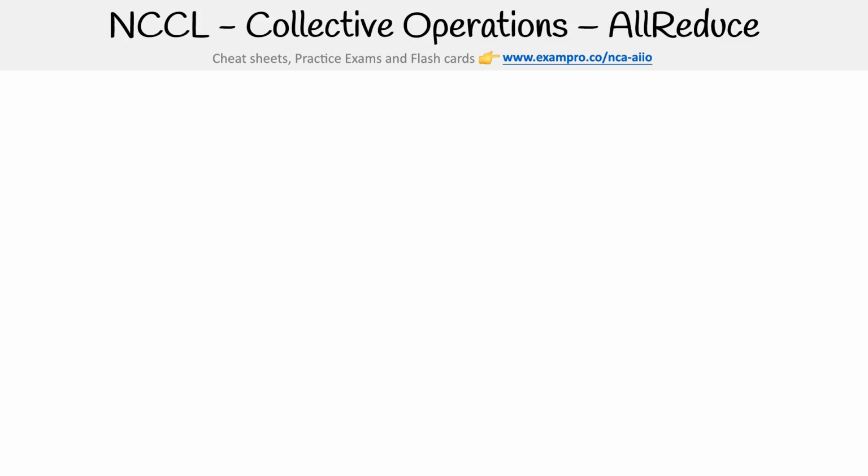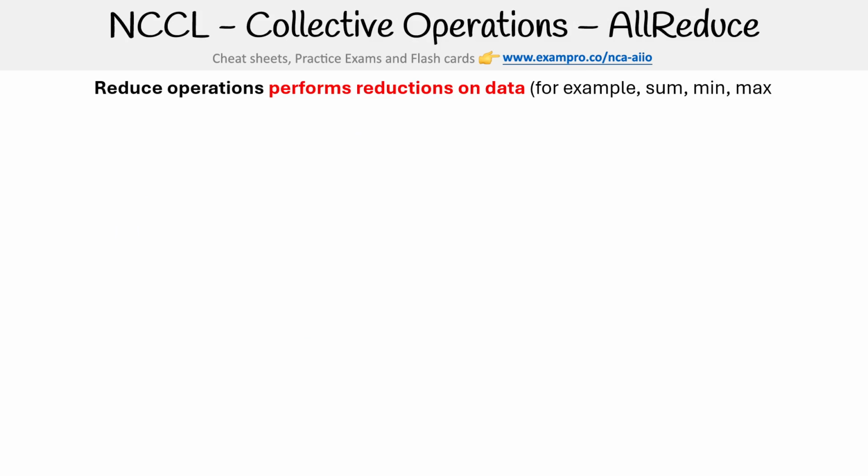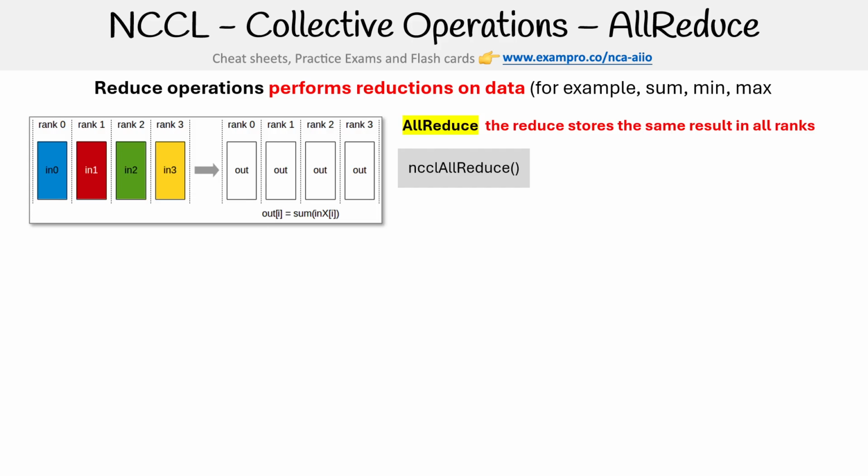So let's talk about all these collective operations. So all reduce performs reductions on data. The example of this is a sum, a min, a max. We're reducing a bunch of stuff to a single thing, like summing something up. So you have the all reduce. This is going to reduce and store the same result in all ranks.